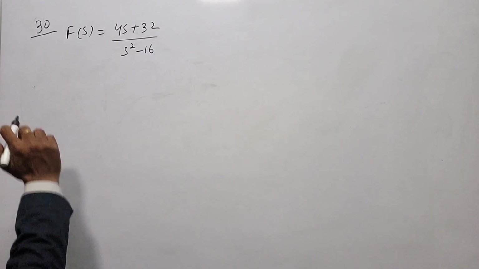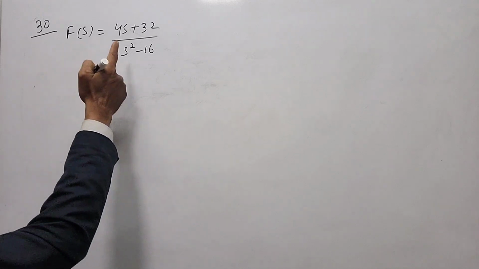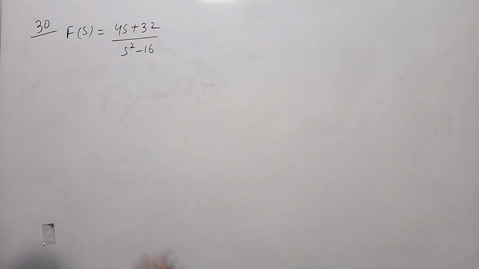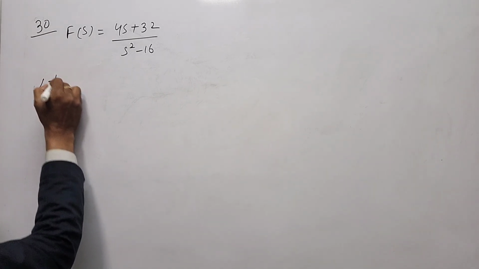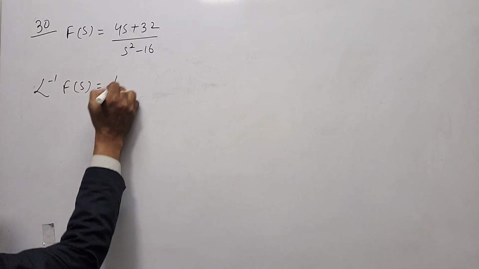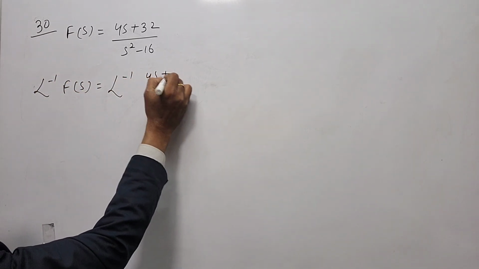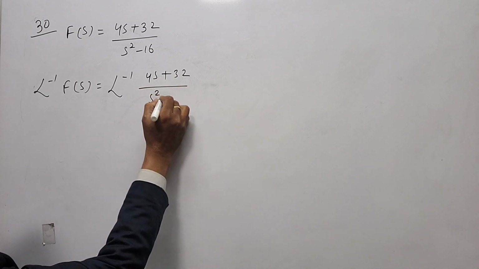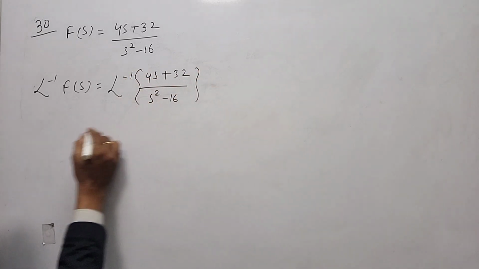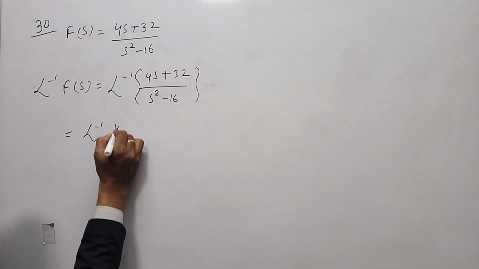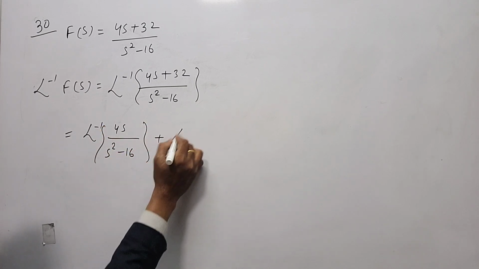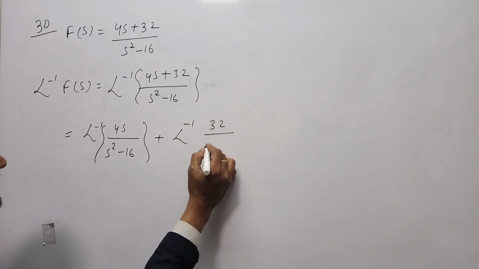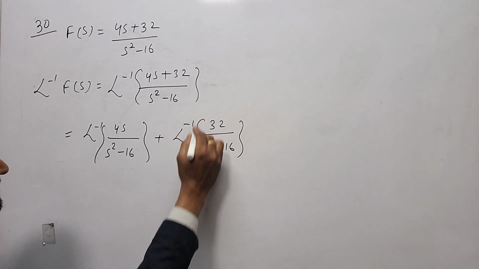Okay, it is clear. Coming to the next question, question number 30. F(s) is given as 4s plus 32 by s square minus 16. We will find out the Laplace inverse of that. So we can write Laplace inverse of F(s) is equal to Laplace inverse of 4s plus 32 by s square minus 16. So I can write Laplace inverse of 4s by s square minus 16 plus Laplace inverse of 32 by s square minus 16.